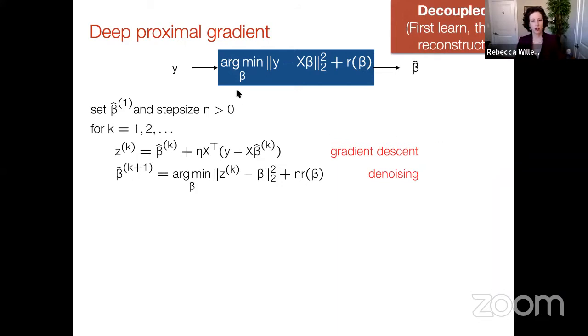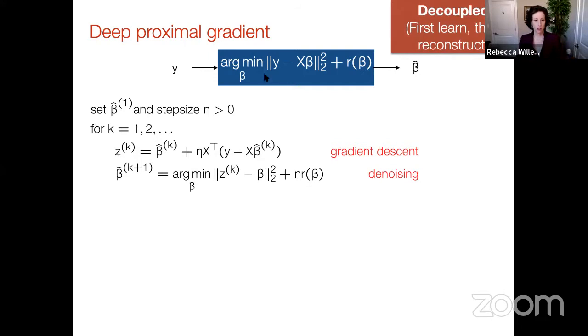Remember that our general framework is to think of our estimate as a solution of an optimization problem where we minimize the sum of squared errors plus some regularization term R of beta. So what we might do is imagine that we know what this regularizer R of beta is and think about how we would solve that optimization problem. One approach that we might consider, for instance, would be a proximal gradient algorithm. In this case, we would start with some initial estimate beta hat 1, and some step size. And then we would iterate, alternating between two different steps.